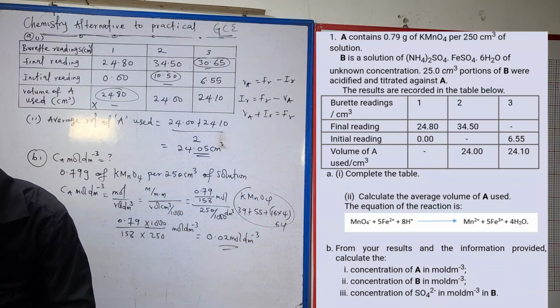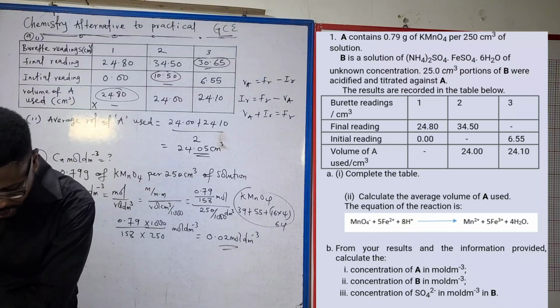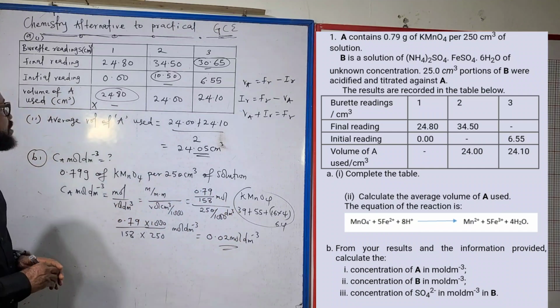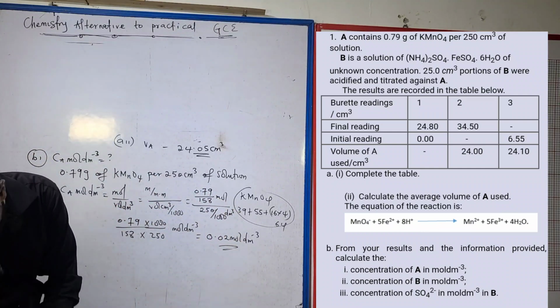We're moving on from that. Concentration of B in mole per dm cube. I wasn't given any info for question B2.